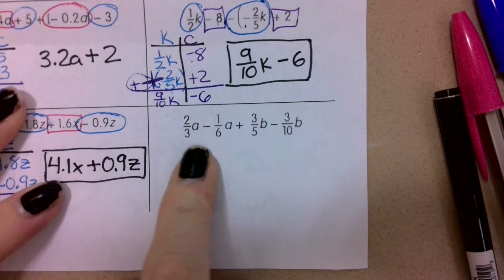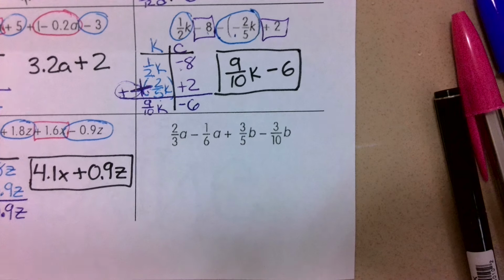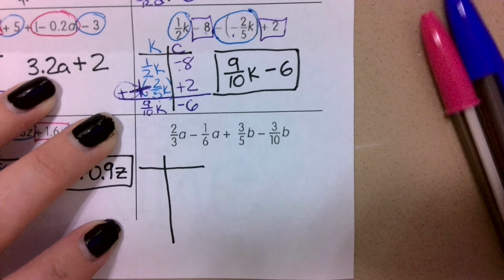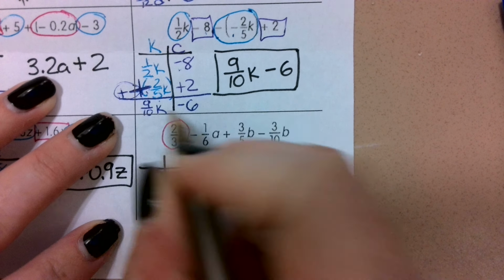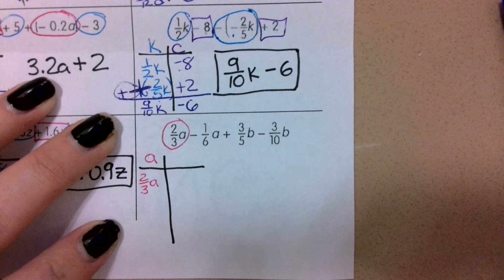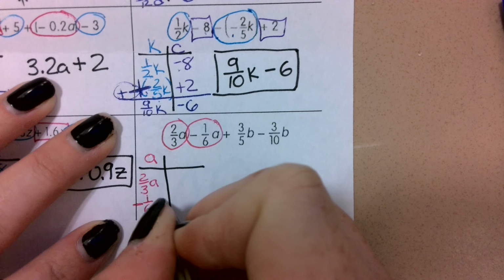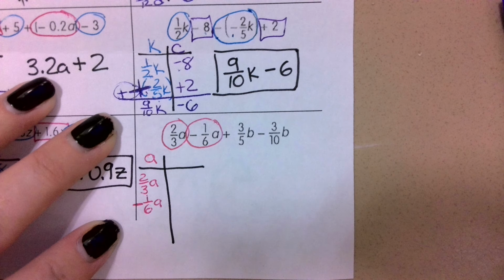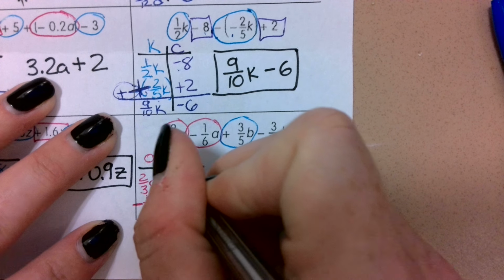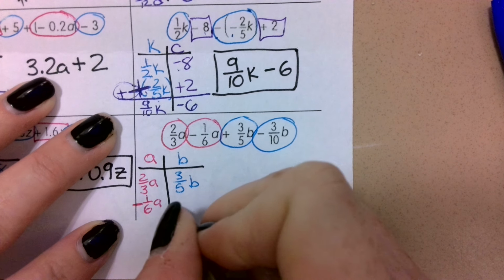Alrighty, now we're going to do our last one. Again, if you've been trying these two with us, please pause the video and try this one on your own. All right, here we go. We got to make our t-chart. Our first like term is 2/3 a, so we're going to deal with a terms. So we have 2/3 a, then we have -1/6 a, and those are b's, so they're not. Then we got 3/5 b, so we're talking about b's, 3/5 b, and negative or minus 3/10 b.